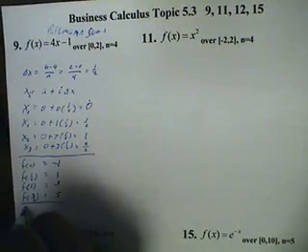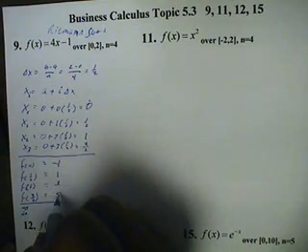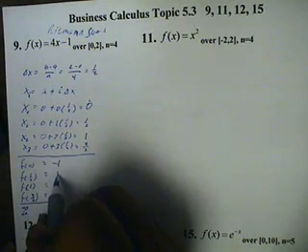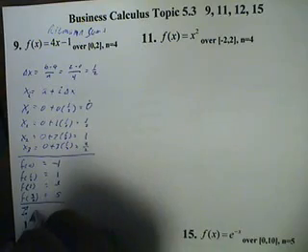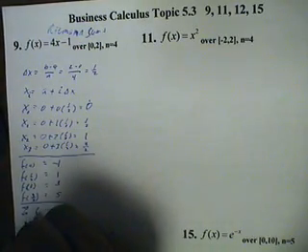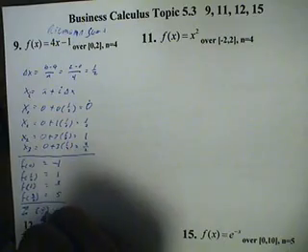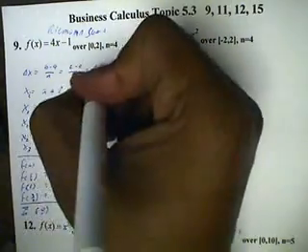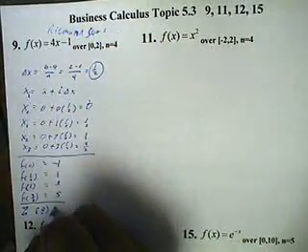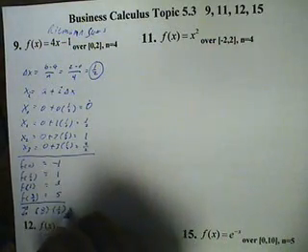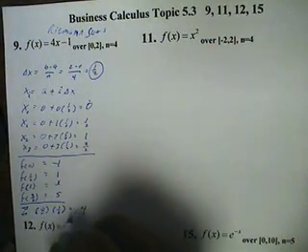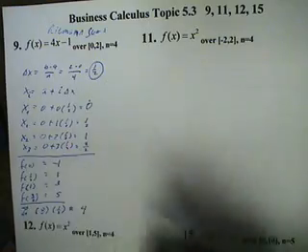Alright, so I'm going to find the sum of these heights. 5 plus 3 is 8, plus 1 is 9, take away 1 is 8. So the sum will be 8. And then we'll multiply it times our delta x here, which is 1/2. And the approximate area here under the graph is 4.